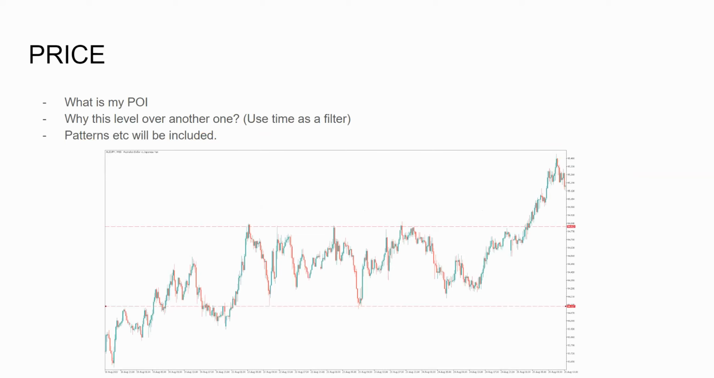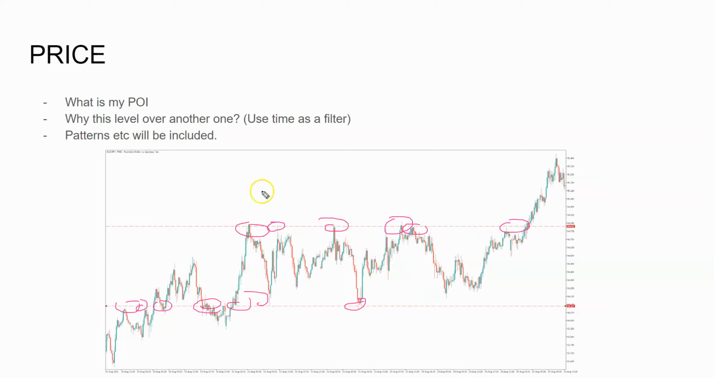Price is all about what is my point of interest. So why this level over another one? Let's just use support and resistance for an example. When we look here, where are the strongest areas of support and resistance? Well, we can see here plenty of taps, no real arguments here, and then if we look at resistance, we can see plenty of taps around this area. These are the ones that stand out.